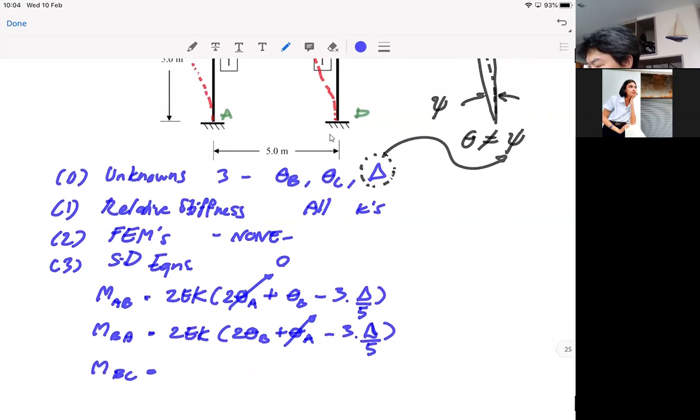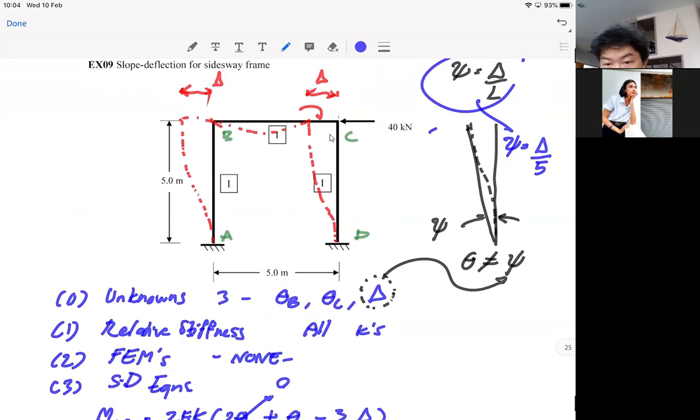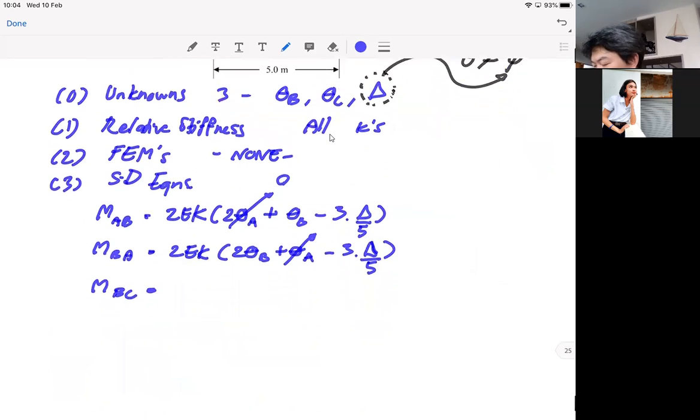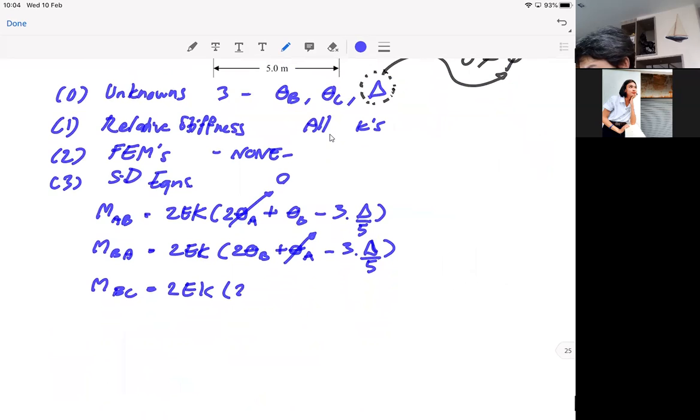You know, when you were in structural analysis number 1 class, you would always forget that member BC could have rotation, could have moment, and you will see that it is very evident here because when you write the slope deflection equation, MBC is 2EK, 2 theta B plus theta C. Now, what about the psi term? You see, member AB should always have moment because there are always joint rotations at both ends.